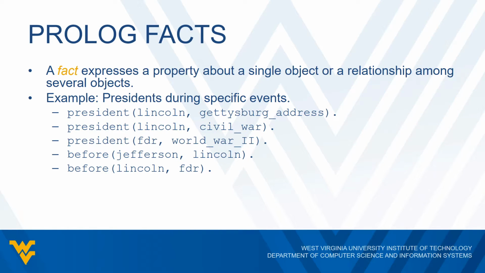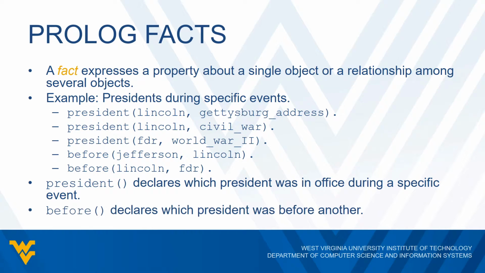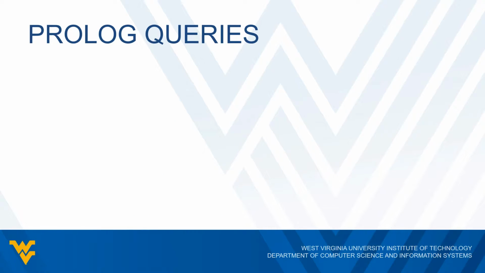So what is this saying? Well, president here declares which president was in office during a specific event. So we can see here that Lincoln was the president during the Gettysburg Address and the Civil War. And we also see that FDR was the president during World War II. And then this before function declares which president was before another. So we can see here from the two before statements, Jefferson was president before Lincoln, and Lincoln was president before FDR. The list of facts constitutes a Prolog program.